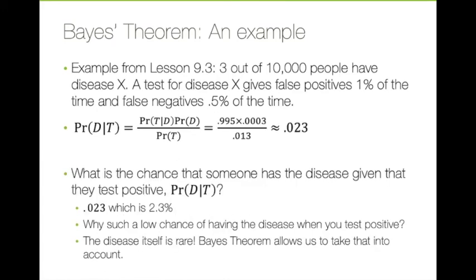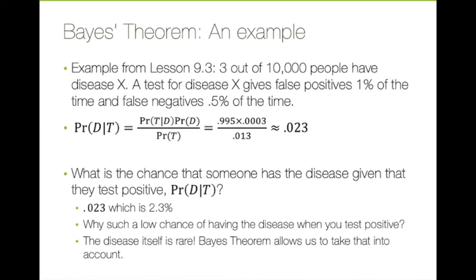Plugging in those numbers that we just listed out, we get the chance that someone has the disease, given that they test positive, as only 0.023. That means that if 1,000 random people test positive, only 23 of them would actually have the disease. Why such a low chance, given that these people have tested positive for it? It seems like if you test positive, it should be pretty likely that you have it, especially since the test is accurate. Well, even though the test is pretty accurate, we have to account for the fact that the chance of the disease itself is very low.